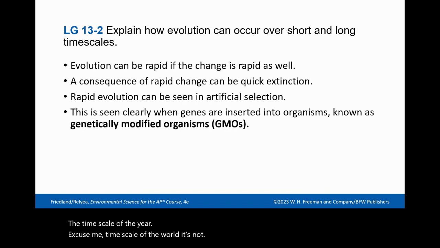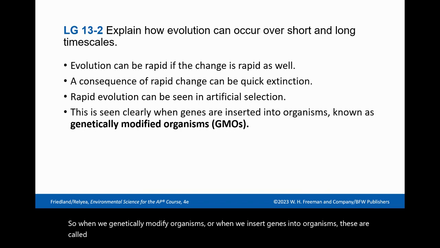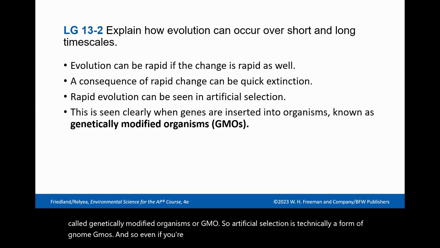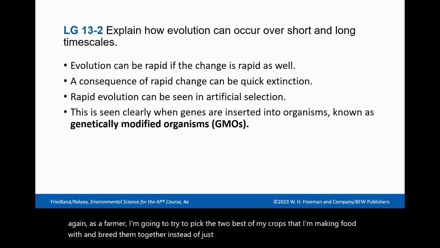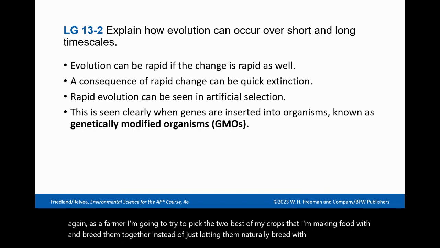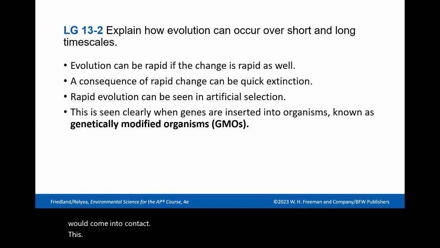When we genetically modify organisms, or when we insert genes into organisms, these are called genetically modified organisms, or GMO. Artificial selection is technically a form of GMOs. So even if your food says that it's GMO free, it's probably not, because as a farmer, I'm going to try to pick the two best of my crops that I'm making food with and breed them together instead of just letting them naturally breed with whatever they would come into contact with.